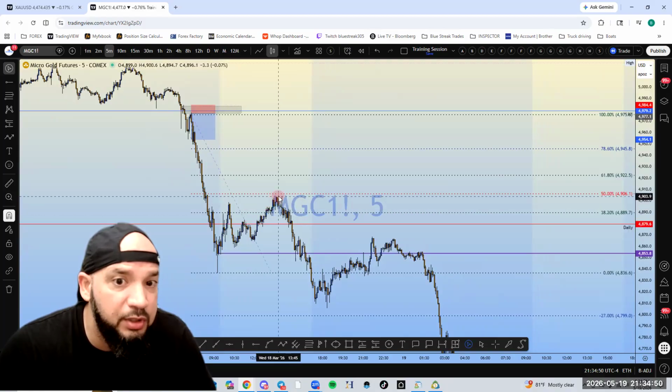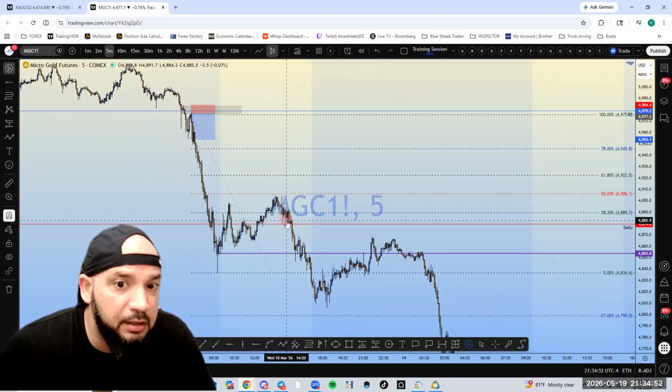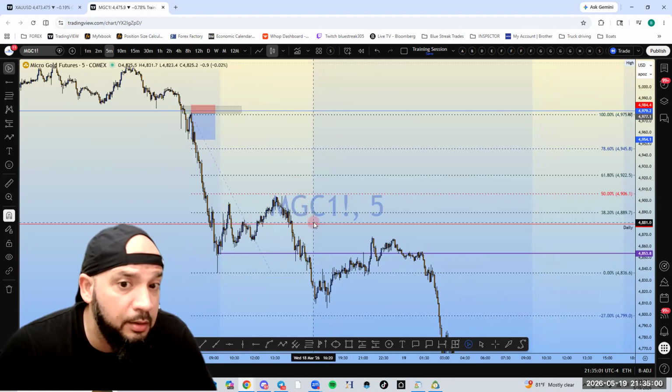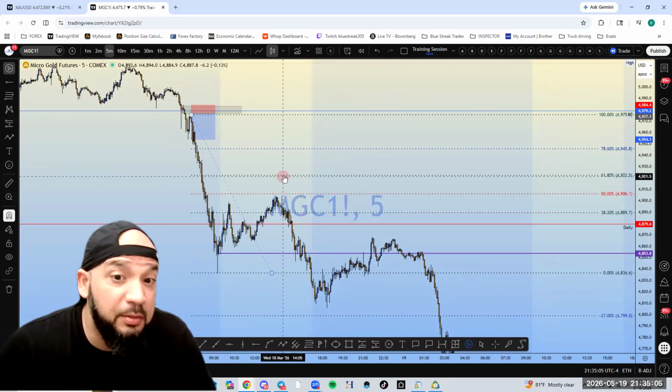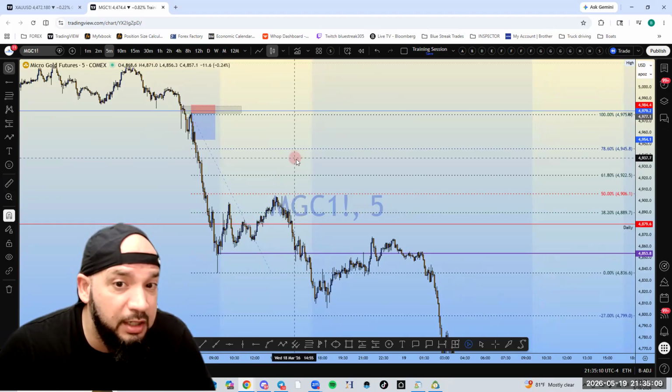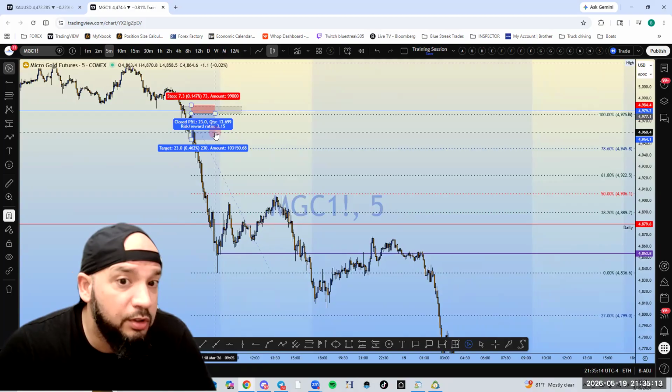If it's at a 50 and it starts coming back in my favor, I'm good. If it's at the 618 and it starts rejecting and going back in the direction of my favor, I'm good. If it passes the 618 and starts closing above the 618 and hitting up here, I move to break even or I take profit.